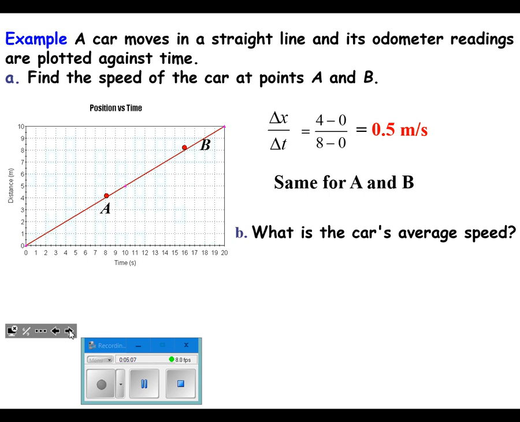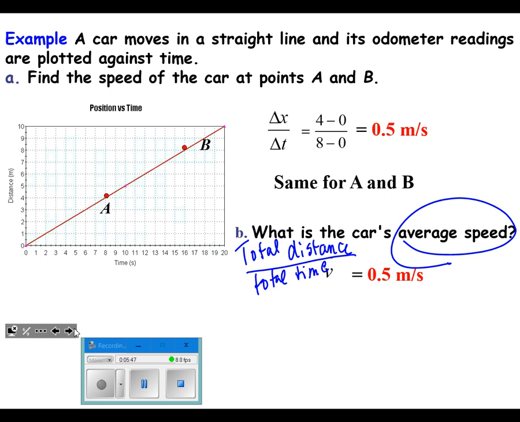So if we ask what's the car's average speed, well, average speed is total distance divided by total time. So the total distance here that I show on my graph is 10, and the total time is 20. So 10 divided by 20 is 0.5. So it is the same the whole time. But it is key that you remember that average speed is total distance divided by total time. That's what average speed is and how you find it.